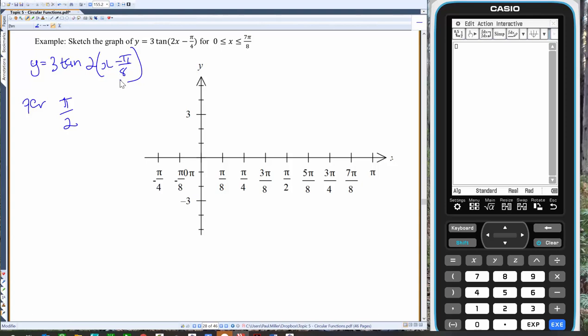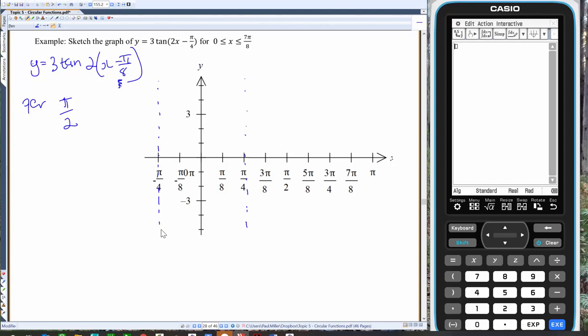And what I'm going to do for the moment is just ignore the translation. Okay, so I'm going to sketch it untranslated and then move each of my points over pi on 8 units. So the asymptotes usually are pi on 2 and negative pi on 2. The period now is half of the original period, which means the asymptotes will have to halve. So it would have an asymptote at pi on 4 and negative pi on 4.